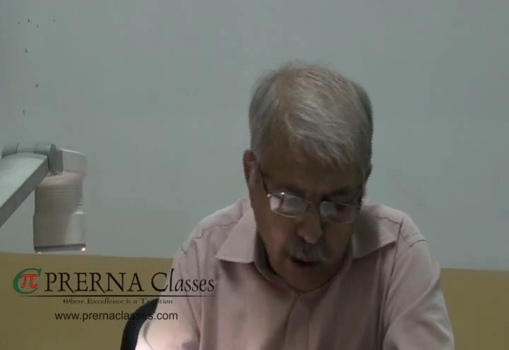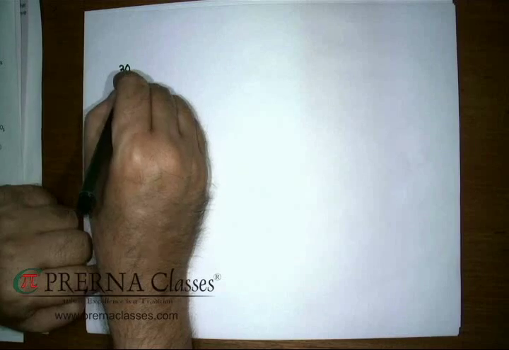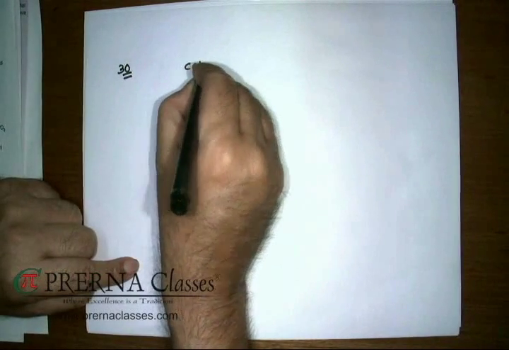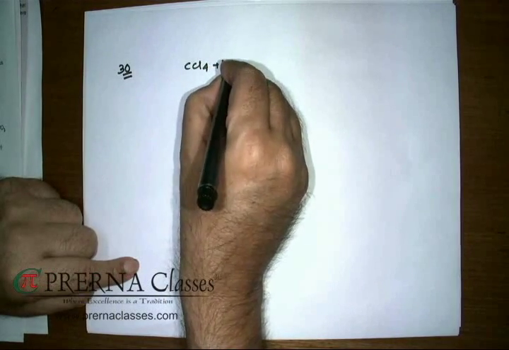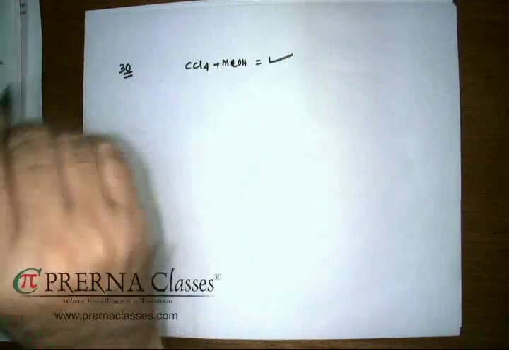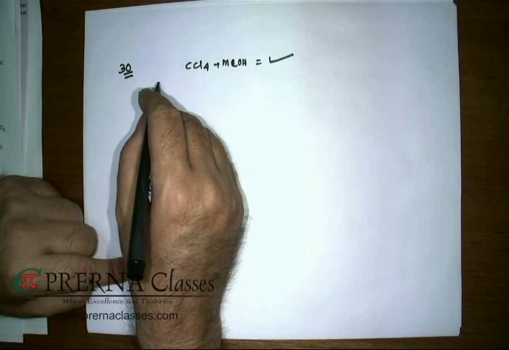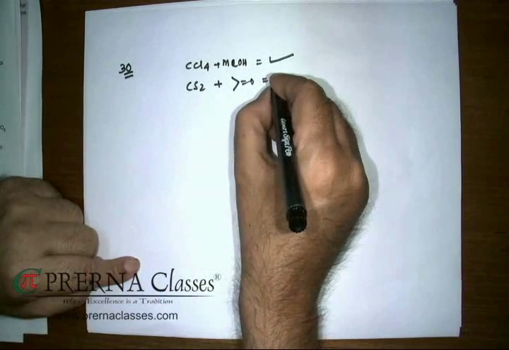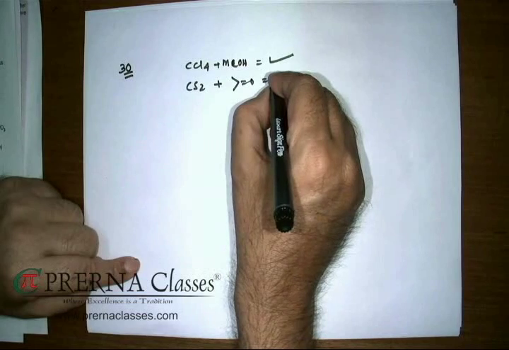Question number 30. Mixture showing positive deviation from Raoult's law. So what I am finding is carbon tetrachloride CCl4 plus methanol, that's a positive deviation. And CS2, carbon disulfide with acetone, that is also a positive deviation. Benzene and toluene is the ideal solution, and phenol and aniline will have a negative deviation because of hydrogen bonding. So your correct answer is AB.